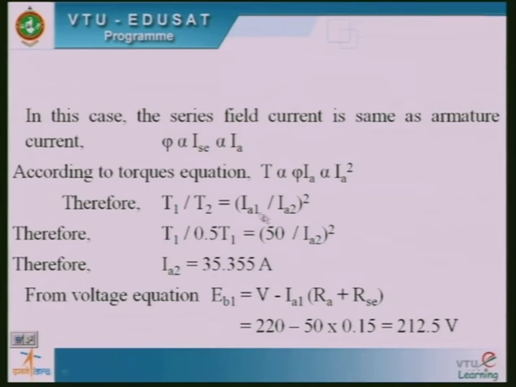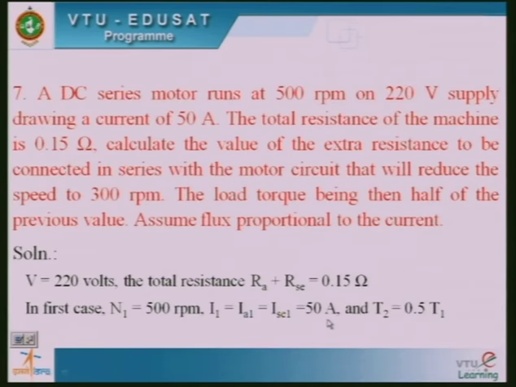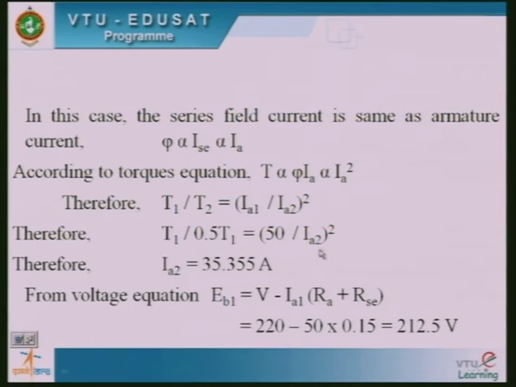So, substitute the value of IA1, IA1 is given in the problem, IA1 is 50 ampere. IA2 is unknown. So, now substituting these values, we are going to get IA2 is equal to 35.355 ampere. Then use voltage equation to calculate EB1. EB1 is equal to V minus IA1 times resistance, since it is a series motor. So, you have to add the armature resistance and the series resistance. The total resistance is mentioned in the problem, that is 0.15 ohm. So, substitute V is equal to 220, IA1 is 50, RA plus RSC is equal to 0.15. When you calculate, EB1 is equal to 212.5 volts.